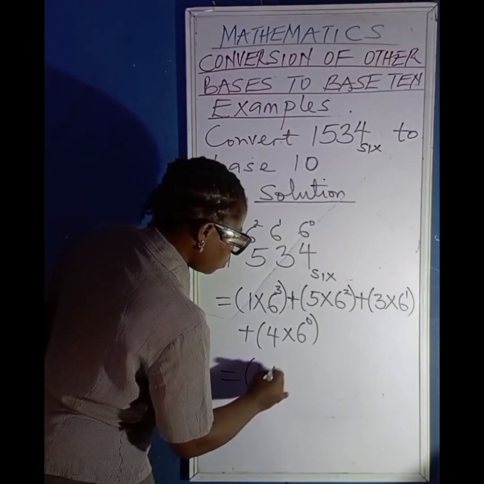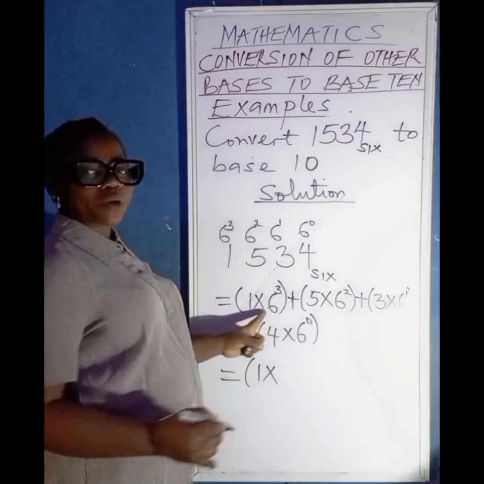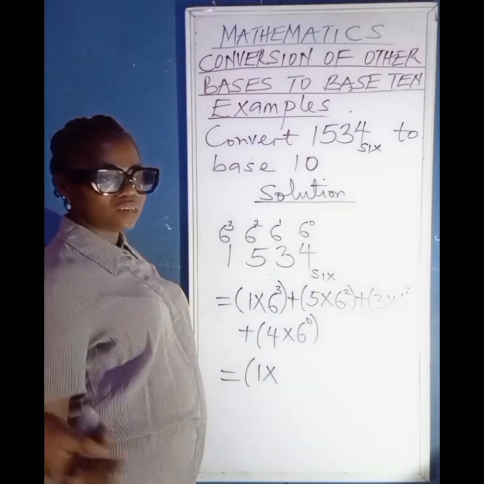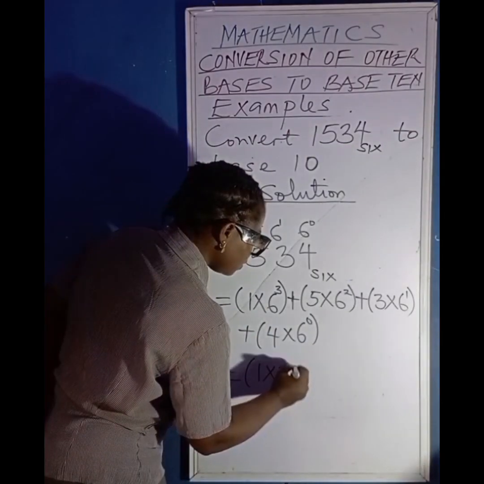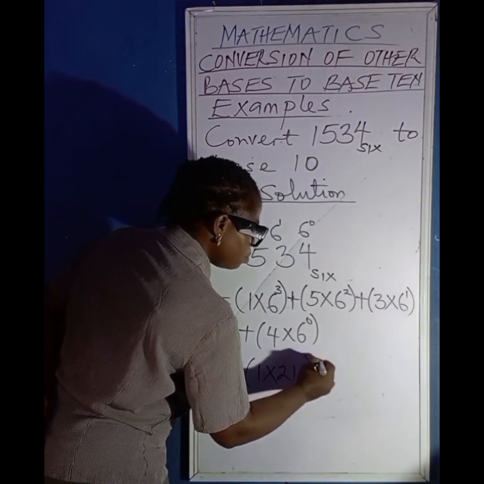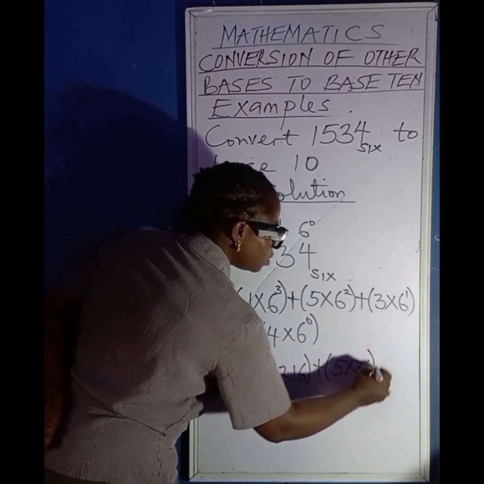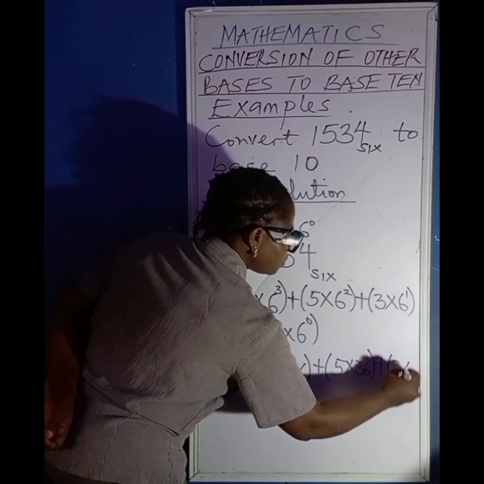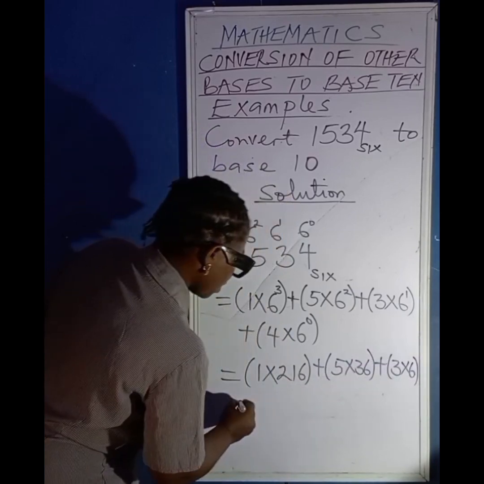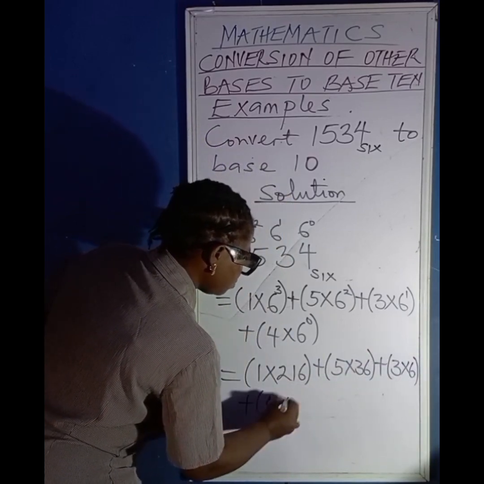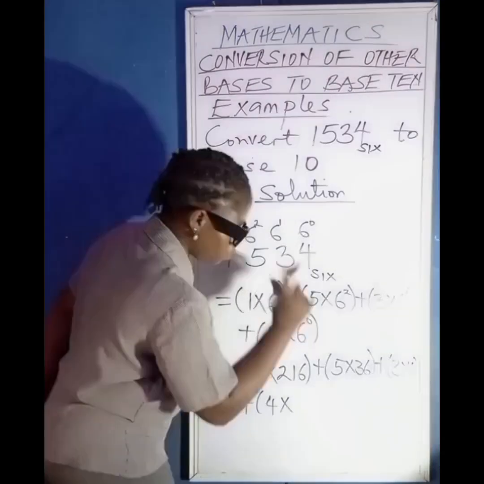This is 1 times 6 raised to power 3, which means 6 times 6 times 6, which is 216, plus 5 times 36, plus 3 times 6, plus 4 times 6 raised to power 0, which is 1.